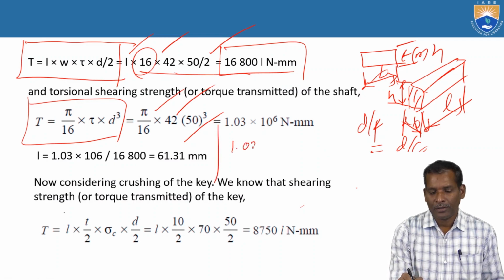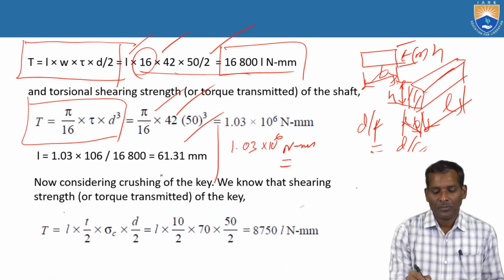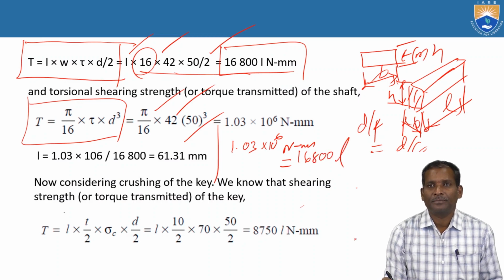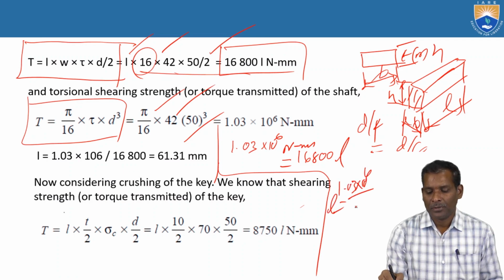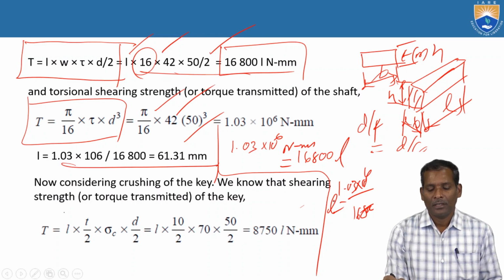Torque is equal to 1.03 into 10 to the power of 6 Newton mm, which is equal to 16,800 L. So L is equal to 1.03 into 10 to the power of 6 divided by 16,800. So now finally you will get 61.31 mm.